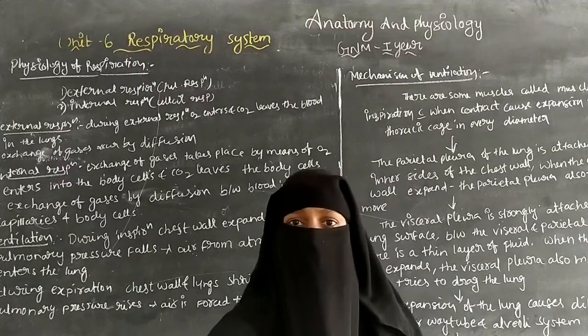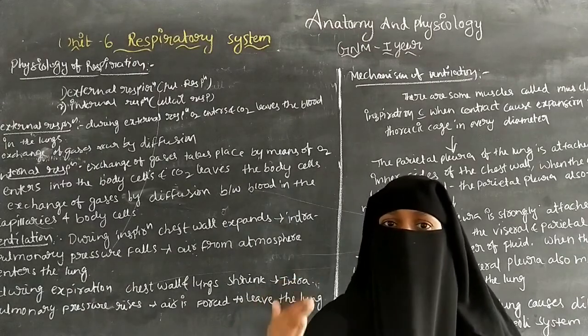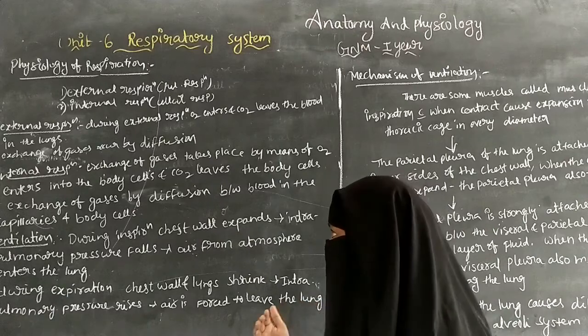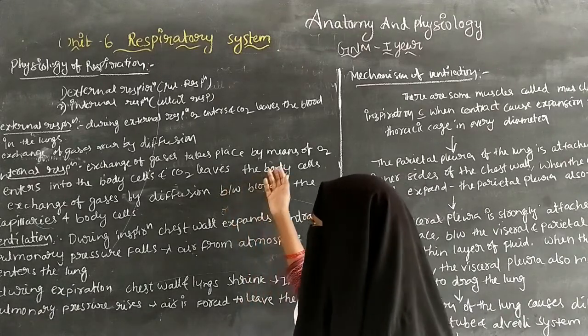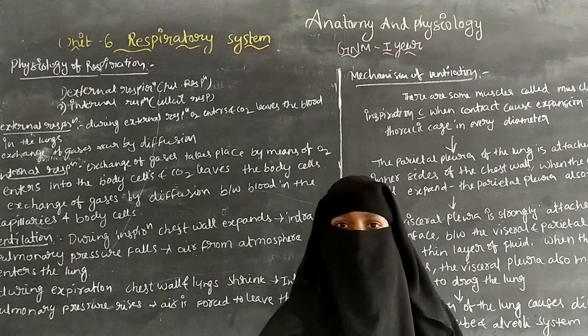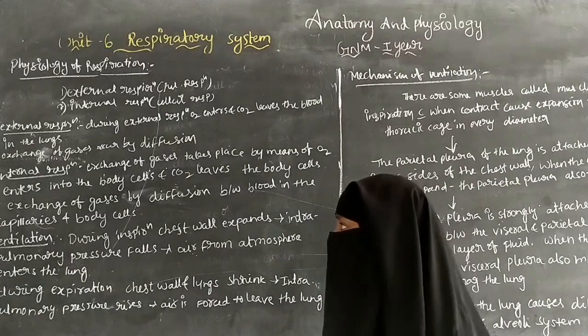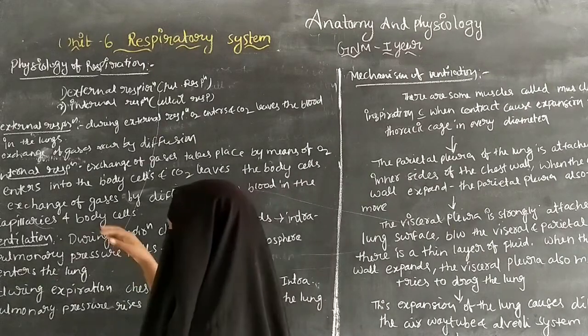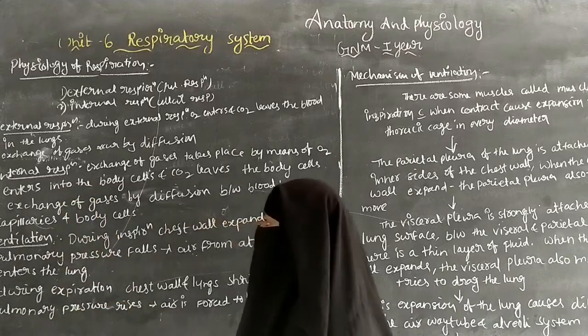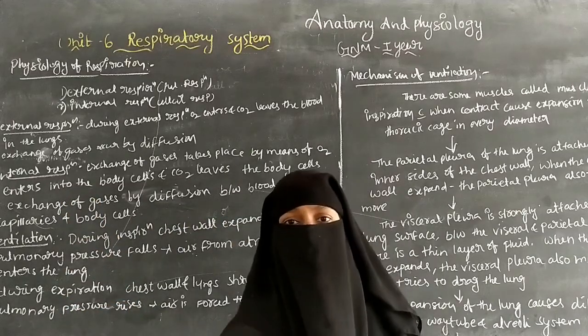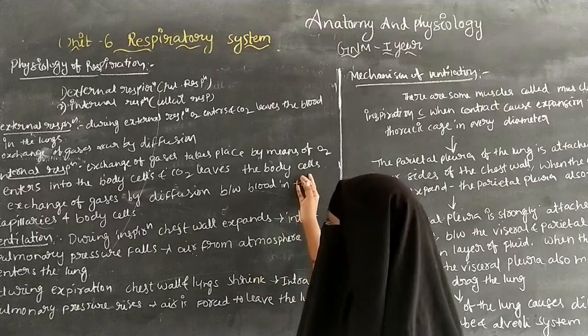So from the lungs, the carbon dioxide can be released into the blood, and the blood consists of cells, and the cells can release the carbon dioxide. So in internal respiration, oxygen enters the body cells and carbon dioxide leaves the body cells.